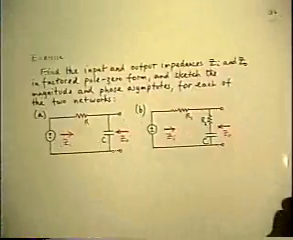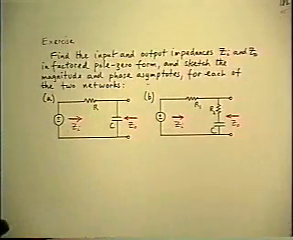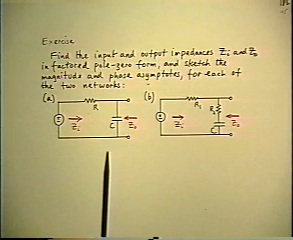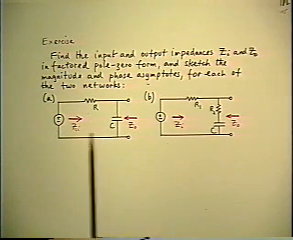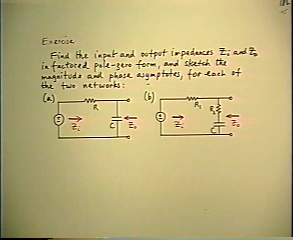Now, here's a couple that you can try on your own, even simpler as a matter of fact. Find the factored pole zero forms for input and output impedances and sketch the asymptotes for those two pictures. Well, we're going to go on now to another example, a little more complicated this time.